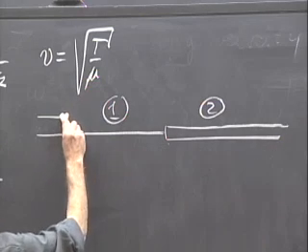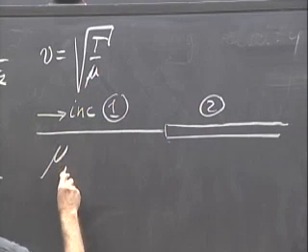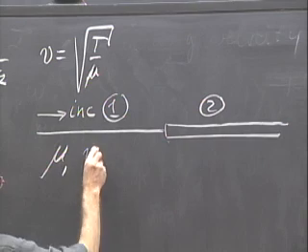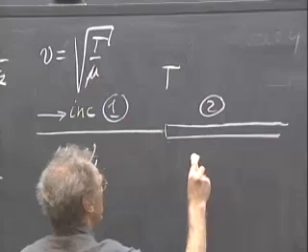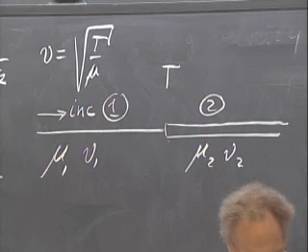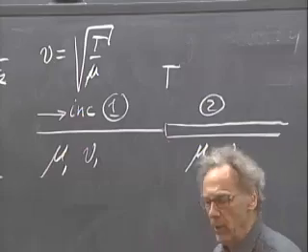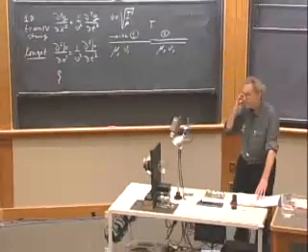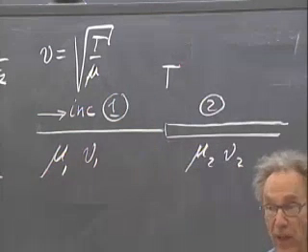So let's assume that we have an incident wave coming in like this, and we have here mu1, and we have here v1, given by this equation. They both have the same tension, T, and here you have mu2, and you have v2. We discussed that. We used the wave equation to solve what happens when we have an incident harmonic wave coming in. We derived even this speed of propagation using the wave equation. None of this came out of the blue.